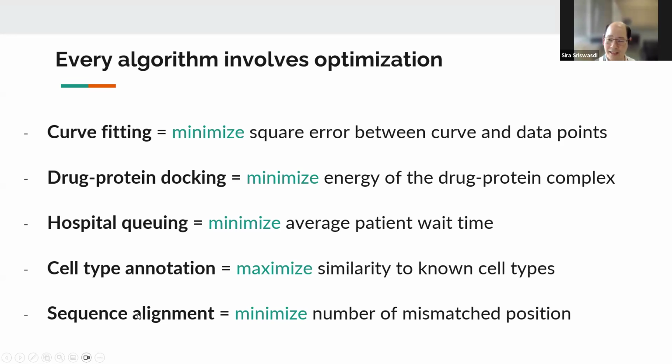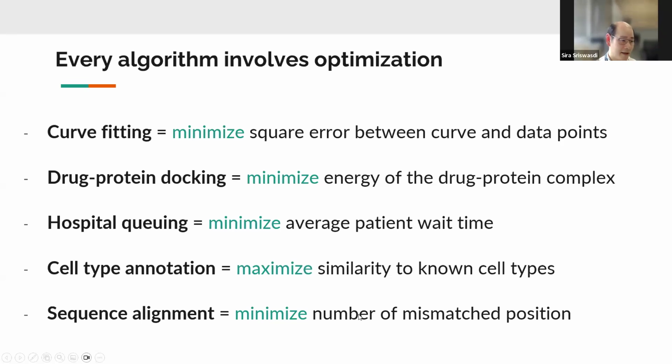And in the next lecture, we're going to talk about sequence alignment. Like when you have a new DNA sequence and you want to understand what this sequence is, like where it comes from, which gene it is, you need to align it to a database. When you do the alignment, you are essentially trying to minimize the number of mismatch positions between your sequence and the database. So you're doing some form of optimization.